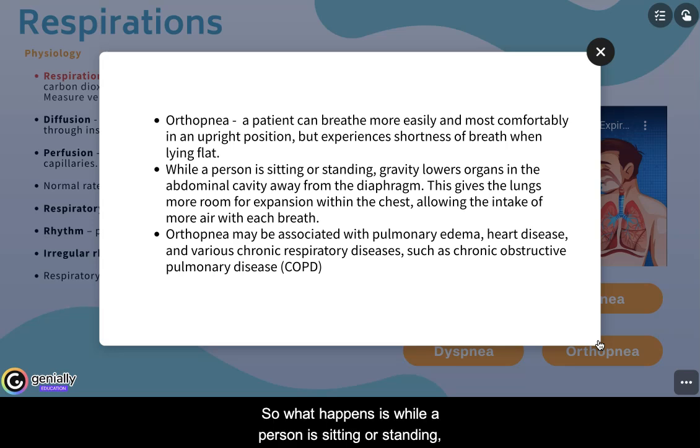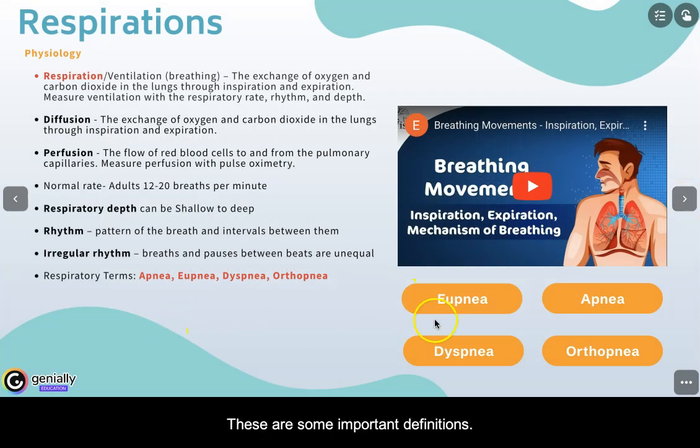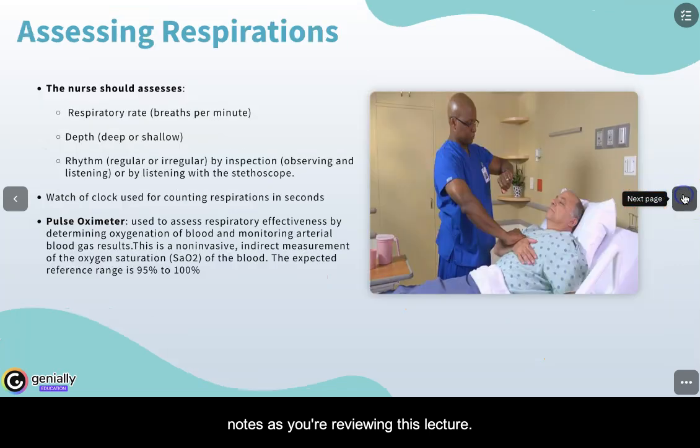So what happens is while a person is sitting or standing, gravity lowers the organs in the abdominal cavity away from the diaphragm. And this gives more room for the lungs to expand, to be able to take in more air with each breath. So it could be associated with pulmonary edema, heart disease, chronic respiratory diseases such as COPD. These are some important definitions. Please make sure you read them and you include them in your guided notes as you're reviewing this lecture.